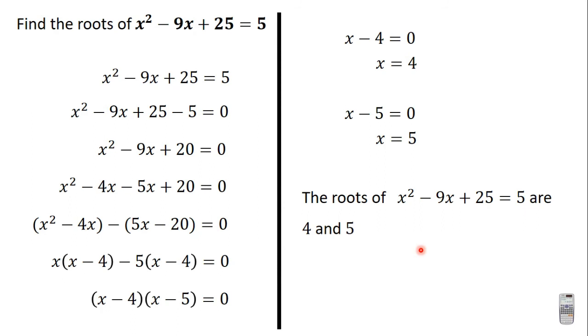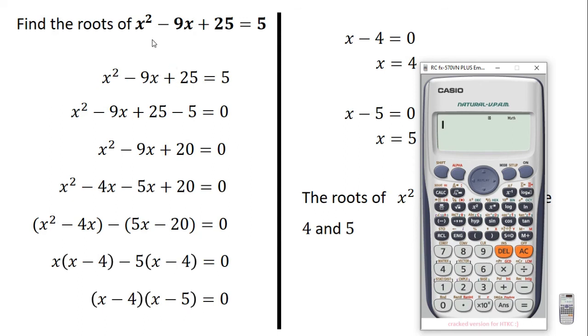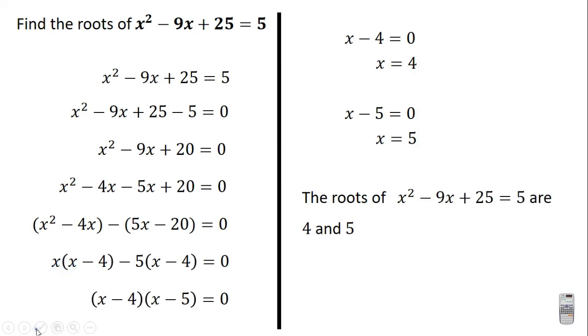As I said in the previous video, we can use our calculator to find the roots or the solution of a quadratic equation. So after our solution, we can use the calculator to check our answer. Let's try that out and see. In the question, the equation we were given was x squared minus 9x plus 25 is equal to 5. But we can see that this equation is not expressed in the general form of a quadratic equation.